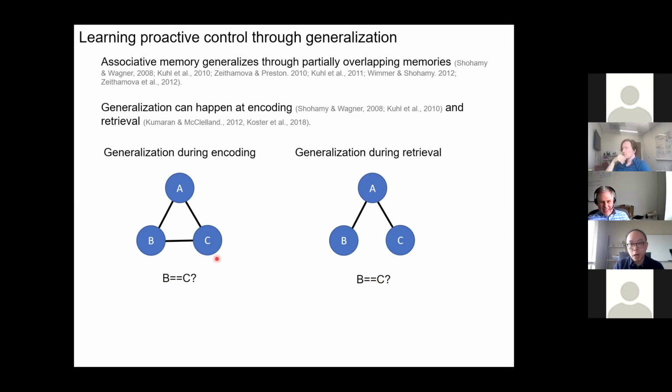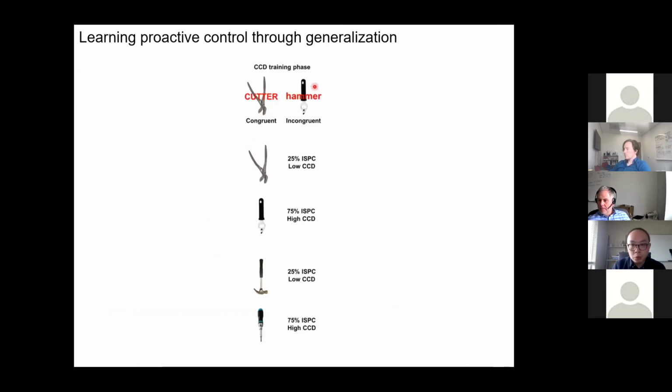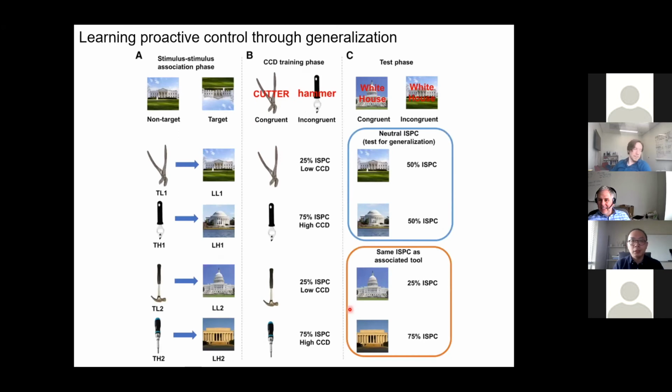And we want to test whether this generalization occurs during encoding or during retrieval. In order to do that, we need a learning of both ABs and ACs. So what I just showed you is actually just one third of the experimental design. So the full design looks like this. It has three phases.